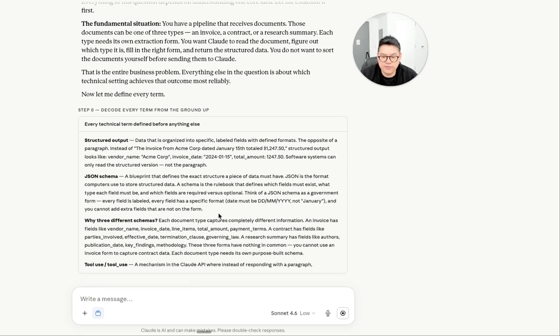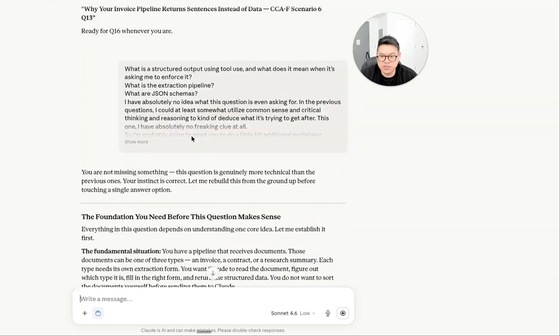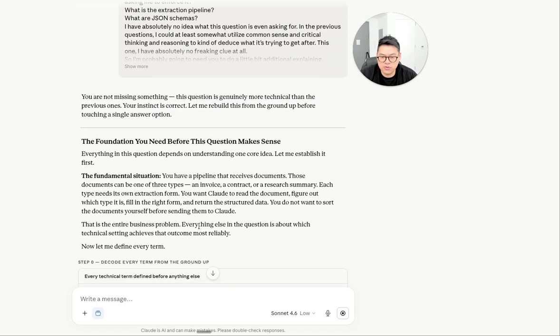So why 3 different schemas? Okay, so now that I basically am pulling up my cheat sheet right here, let me rebuild this from the ground up before touching a single question option.